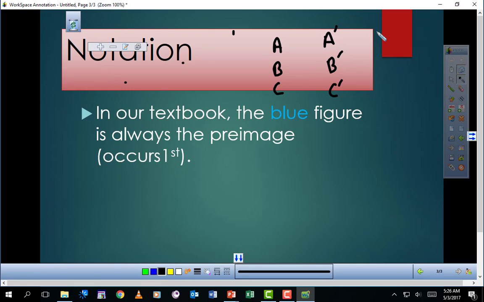If we moved again, the next one would be A double prime, B double prime, and C double prime. So we start off with a pre-image, we move to an image, and then that image may move to a new image after that. If we did it again, we'd use 3 tick marks and so on and so forth. It's a pretty easy idea. So those are some of the things that we do in our textbook. We use the blue and red figures, and we use these tick marks.